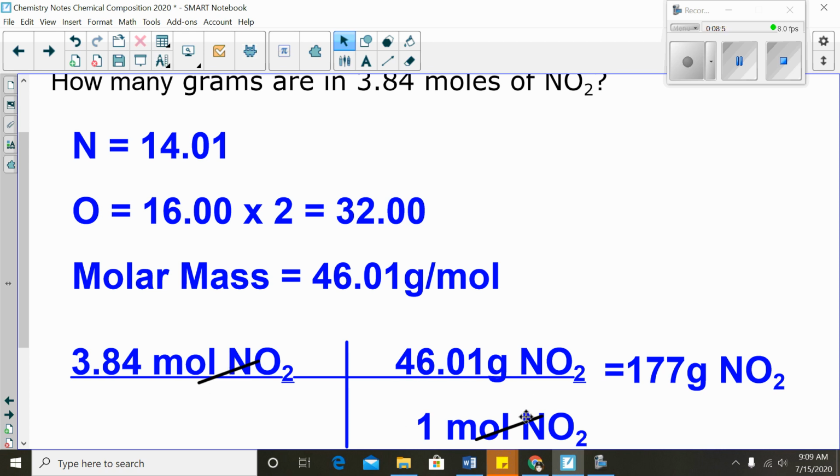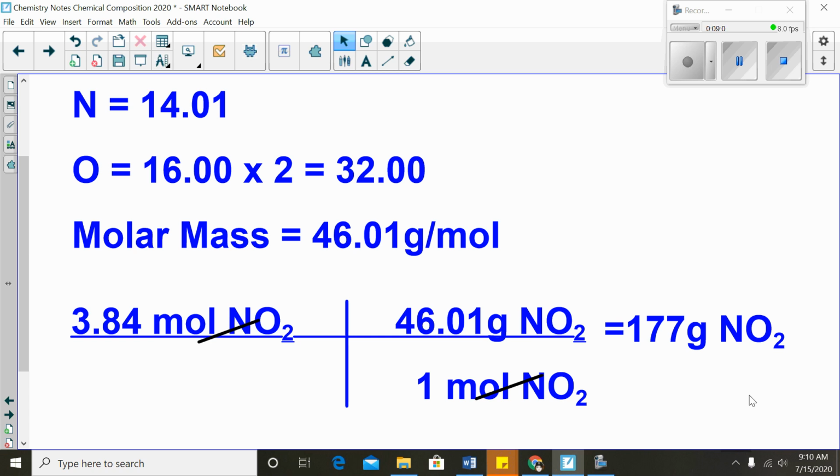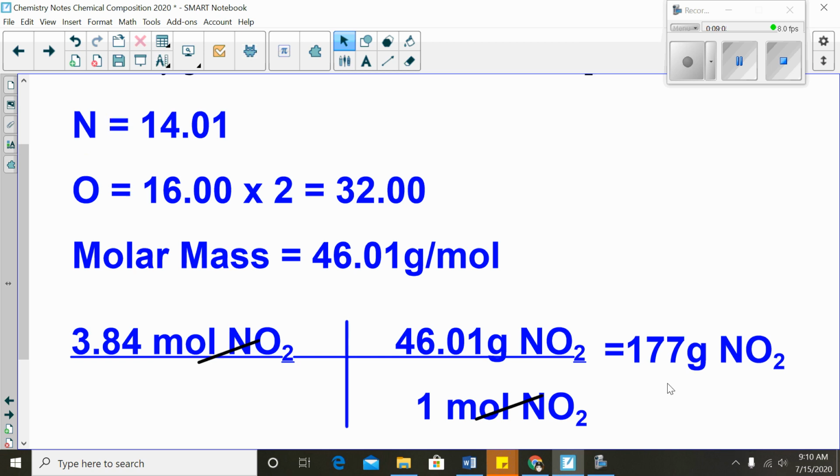So the moles will cancel, and to solve the problem, you take 3.84 times 46.01, and if you'd like to divide by 1, you can, but it's actually not necessary. And your answer with correct significant figures is 177 grams of nitrogen dioxide. So there's 3 significant figures in my answer to match the 3 that I started with.